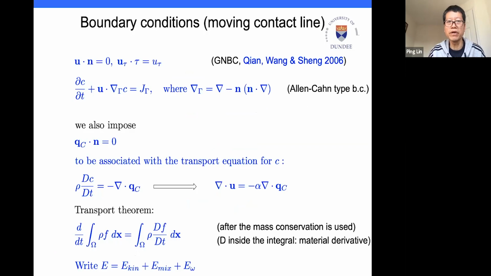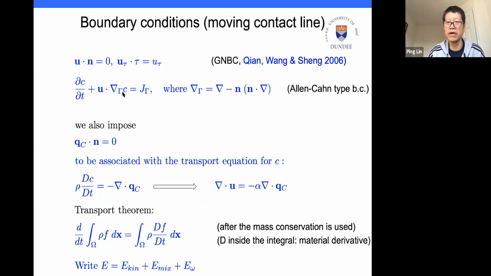And then here the boundary conditions. We just mentioned the general Navier boundary condition, which for the moving contact line we assume the normal velocity is equal to 0 and the tangent velocity equal to u tau. This is a little bit of slipping, but it has to be determined through the modeling we had before. But this is the format of the boundary condition we took from these three people's paper.